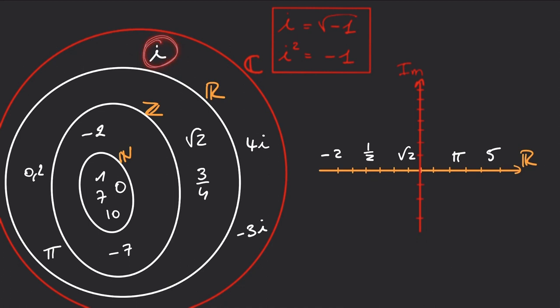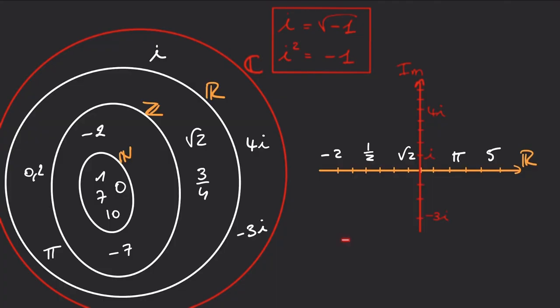So this number i, for example, where will I place it? I will place it on the imaginary line. For example, here. In the same way, 4i will be placed a little bit higher, and -3i here.